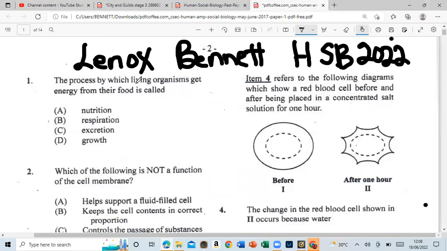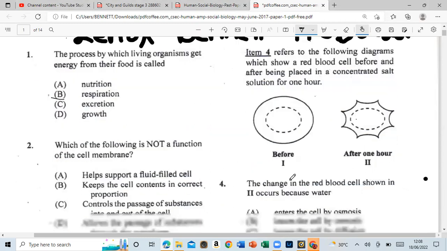The process by which living organisms get energy from food is called respiration. Number two, which of the following is not a function of the cell membrane? It keeps cell content in correct proportion.